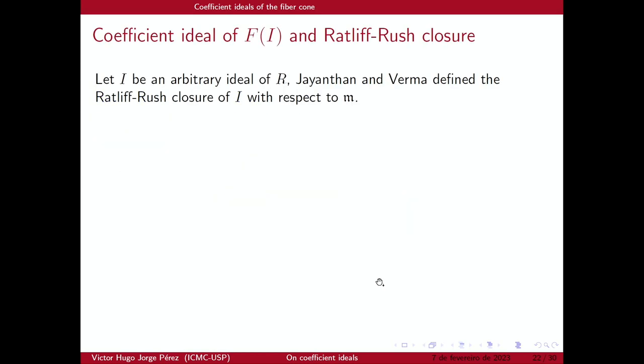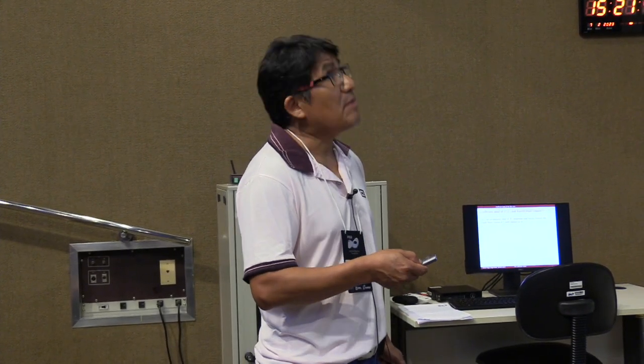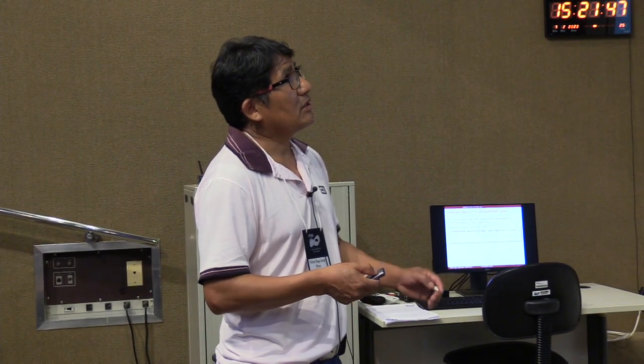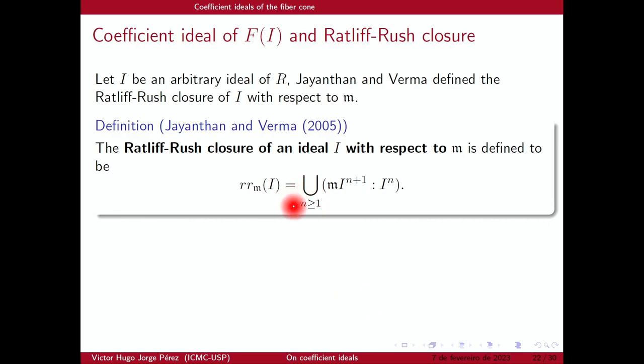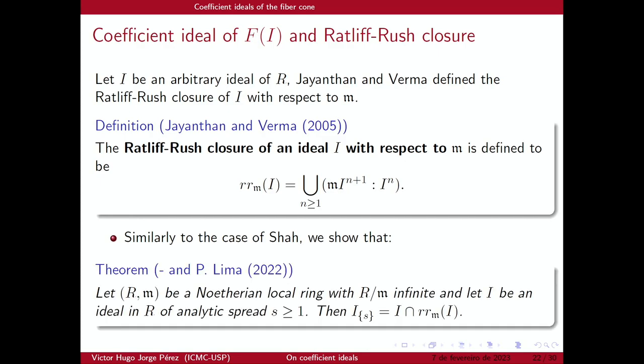This is nice. Then the coefficient ideal of the fiber cone and the integral closure. For an arbitrary ideal I, we define the Ratliff-Rush closure with respect to M. Yanagawa, Tang and Verma defined this new ideal. This is a union. Similarly to the case of Shah, we show that the last coefficient ideal of the fiber cone is equal to the intersection of the relative Ratliff-Rush closures of the ideal I. This last ideal, in the m-primary case, is the closure ideal.